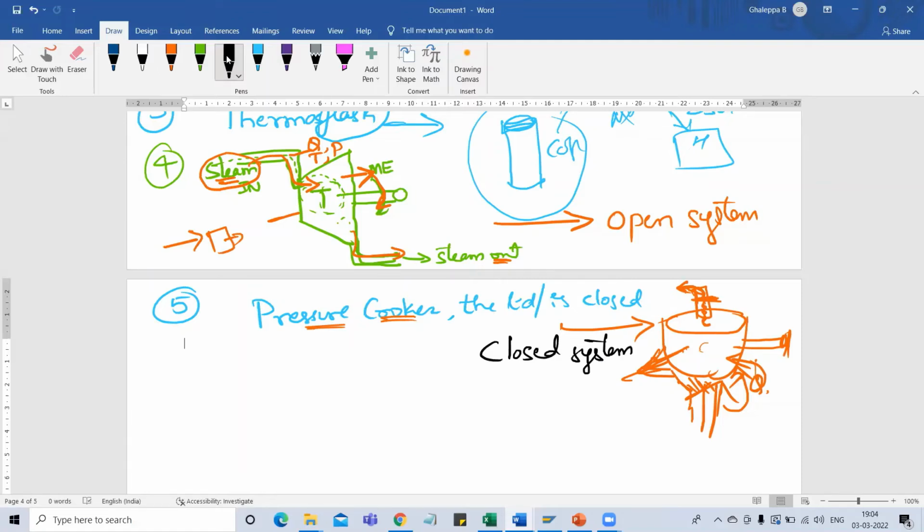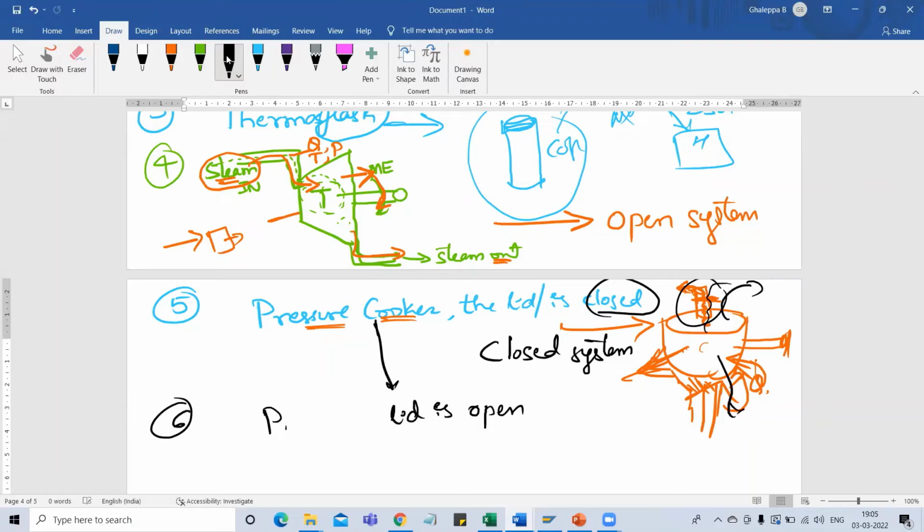Now I will change the words. Pressure cooker, the lid is open. It is an open system, sir. When the lid is open, the lid is nothing but the piston. When the piston is open, obviously some water vapor, some steam will come out. So mass is coming out, and energy will also come out. So in that case, it is an open system. Okay. When the lid is open, it is an open system.